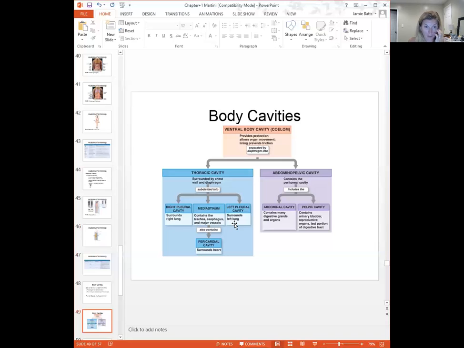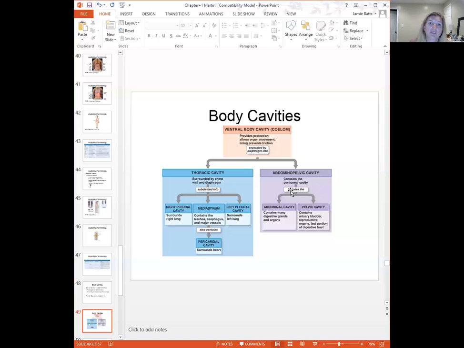The right and left pleural cavity, and then there's this area called the mediastinum, which is where the heart is, where your esophagus is, where your pharynx is, right? It's where all the major airways branch off and go into the lungs. And then you have the pericardial cavity, which contains the heart, all within that thoracic cavity. So the cavities can be subdivided into other cavities. Got it.